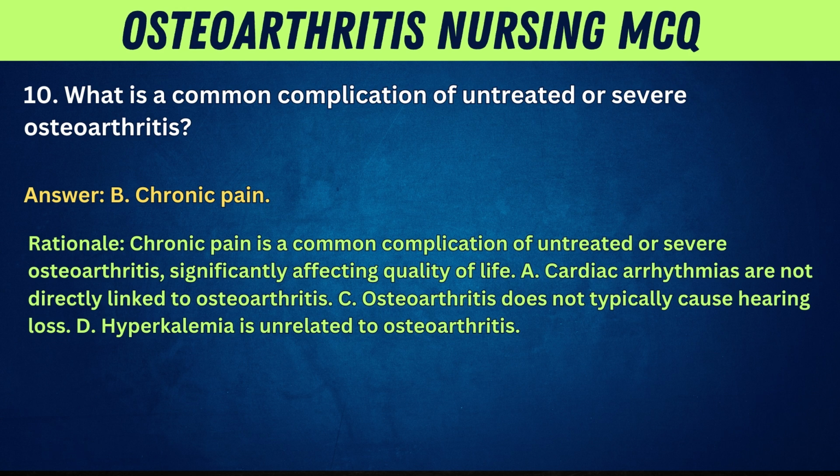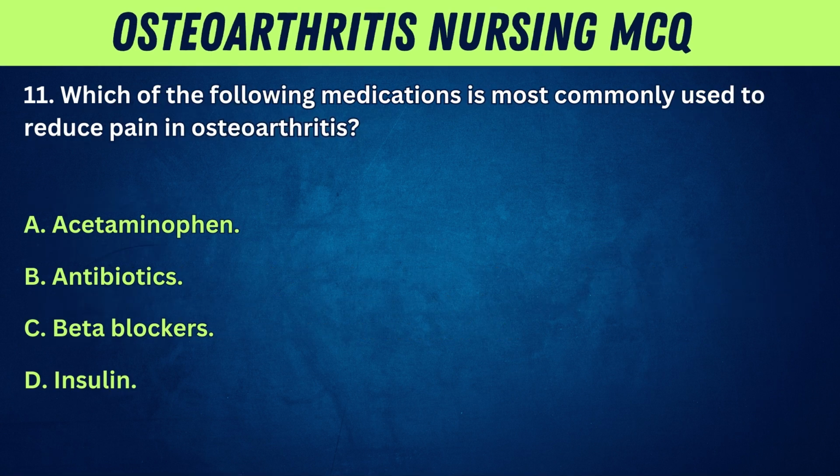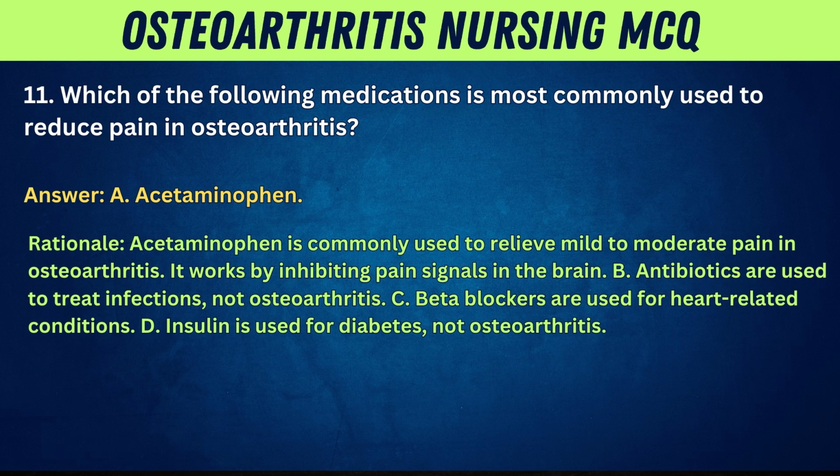11. Which of the following medications is most commonly used to reduce pain in osteoarthritis? A. Acetaminophen. B. Antibiotics. C. Beta blockers. D. Insulin. Answer: A. Acetaminophen. Rationale: acetaminophen is commonly used to relieve mild to moderate pain in osteoarthritis. It works by inhibiting pain signals in the brain.